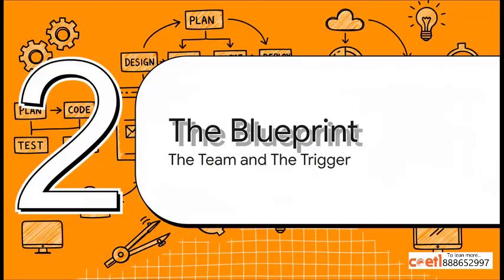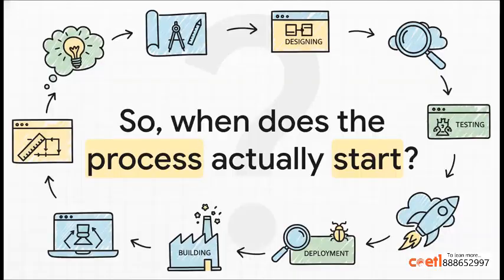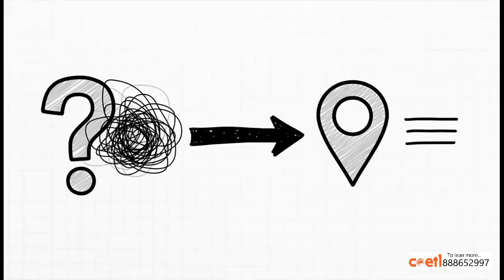Okay, so we have this roadmap, but who's actually using it? And what kicks the whole journey off in the first place? Every great software project begins not with a single line of code, but with just a little spark. And that's it. That's the trigger. It's that moment when someone, somewhere, identifies a problem that needs a software solution. Maybe it's a better way to track inventory for a business or a cool new app to connect people. That problem, that's point A on our map.